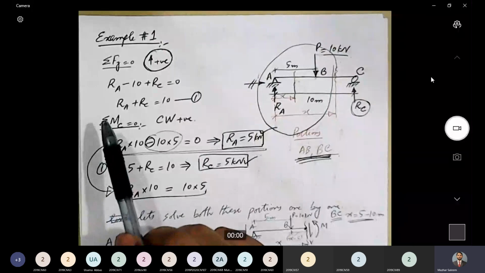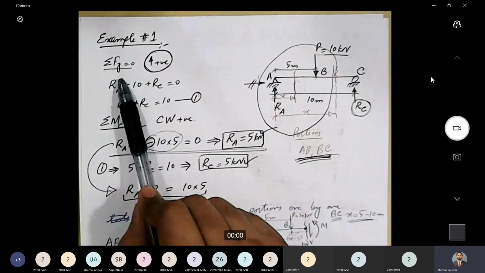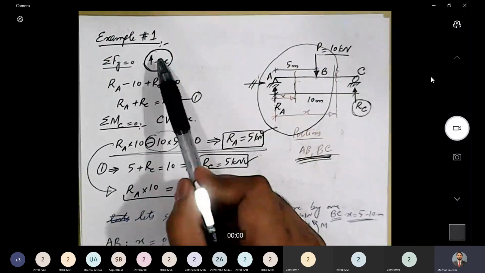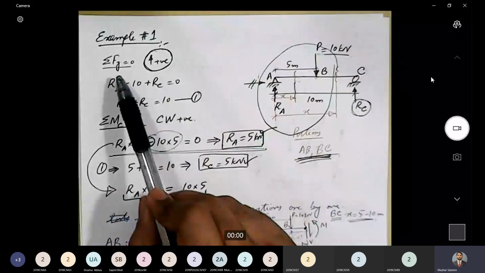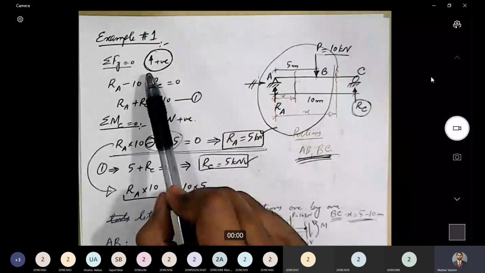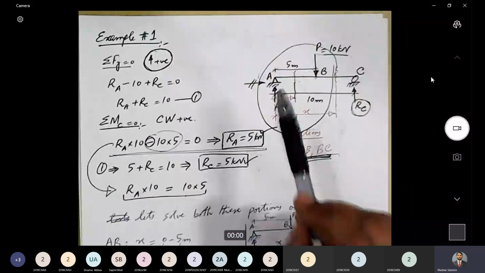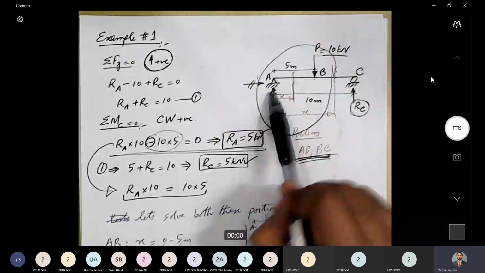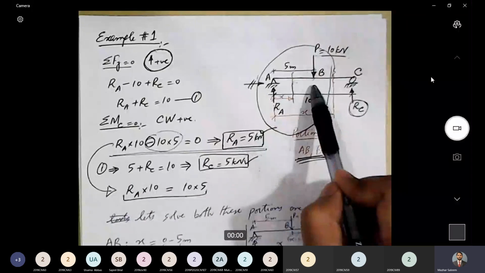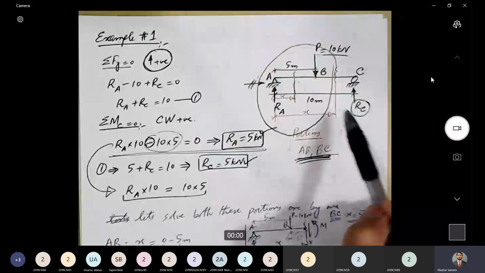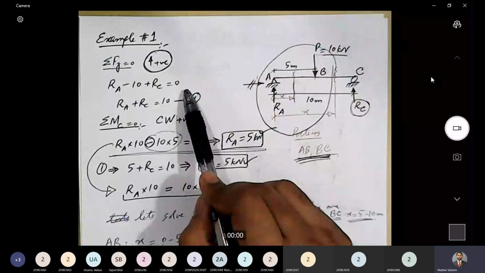Now let's apply the conditions of equilibrium. Sigma Fy equal to 0, and it is recommended to write down the convention whenever you are applying the condition of equilibrium. So for sigma Fy equal to 0, our convention is upward forces will be taken as positive. Now let's start from this side. Ra is acting in the upward direction, so it is positive. Then 10 kilonewton force acting in the downward direction, so negative 10, and plus Rc because it's acting in the upward direction, and this sum should be equal to 0.